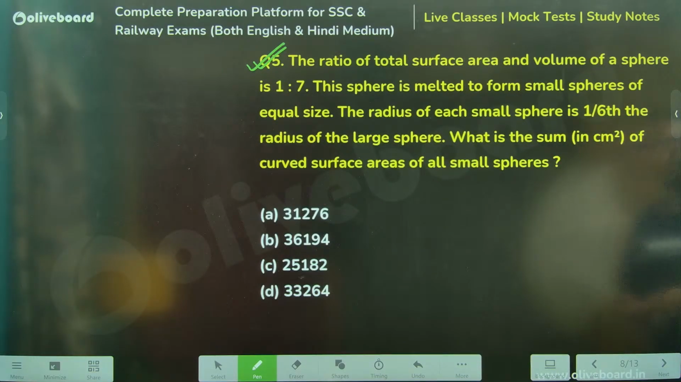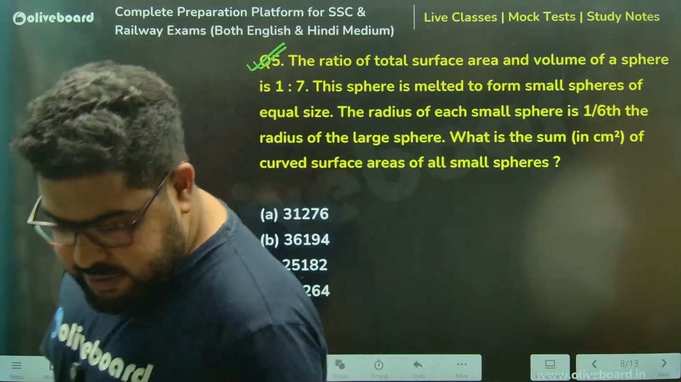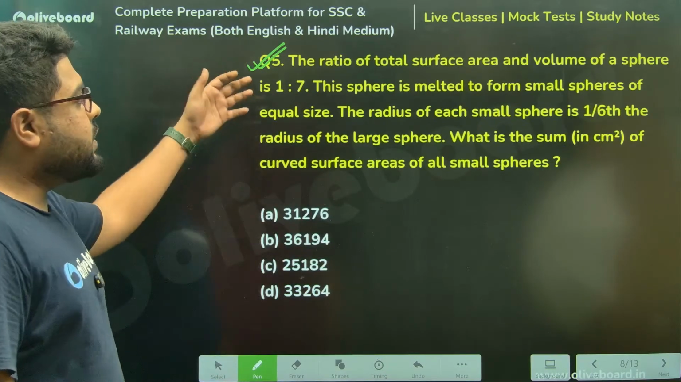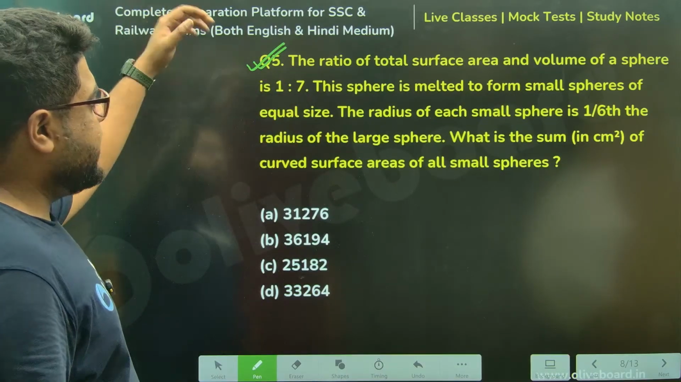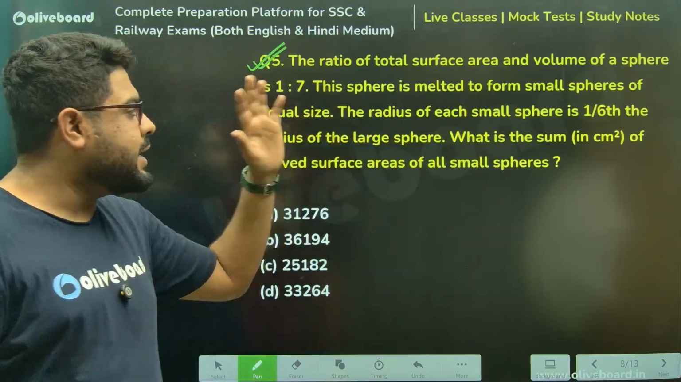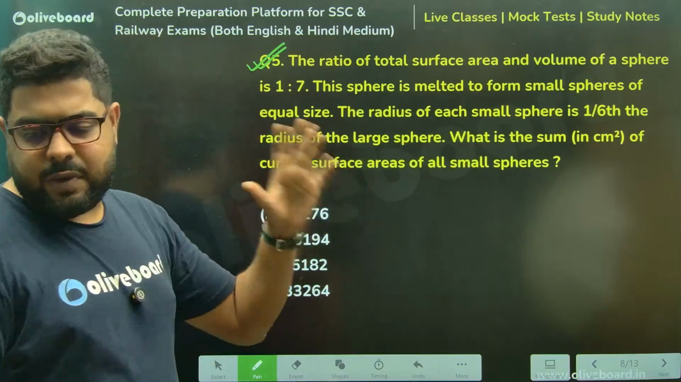The ratio of total surface area and volume of a sphere is given. The sphere is melted to form smaller spheres of equal size. The radius of each small sphere is 1/6 of the radius of the large sphere. What is the sum of the curved surface area of all the small spheres?